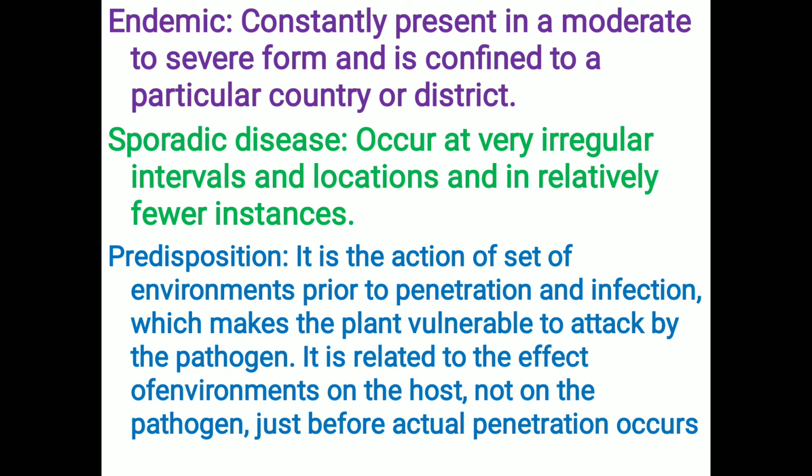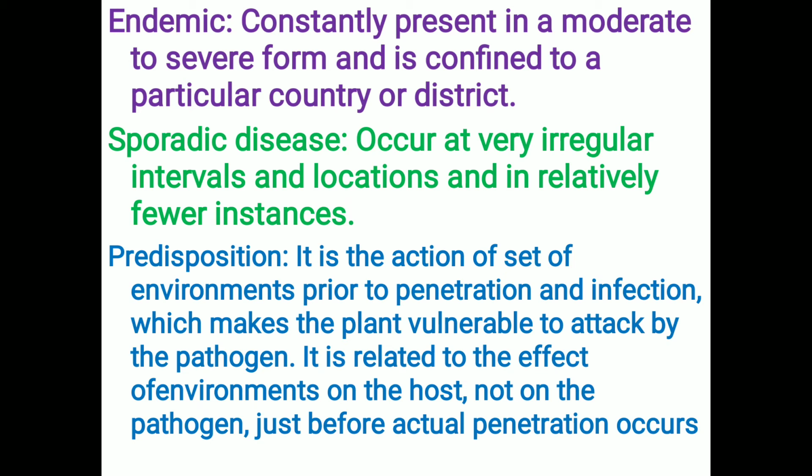Then sporadic disease means what? It occurs at very irregular intervals. That means any disease which occurs suddenly or at very irregular intervals. There is no specific time or period of occurrence of such a disease. That disease will appear suddenly or quickly without any intermission or without any favorable condition. It is called a sporadic disease.